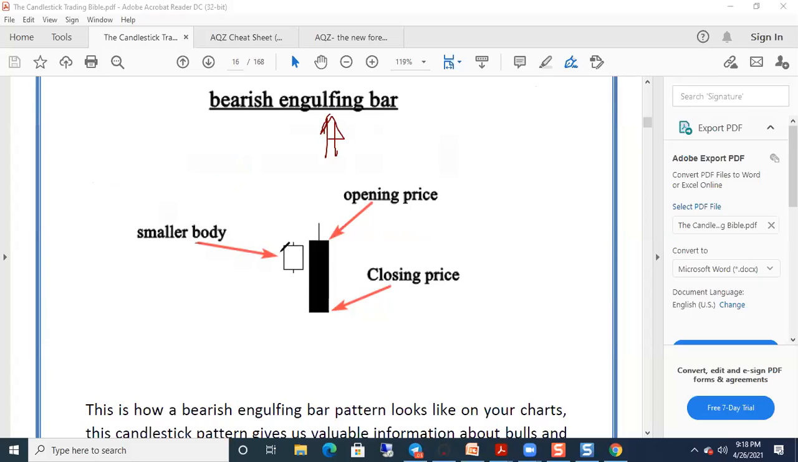The bearish candle engulfed the bullish candle. And when you see bearish engulfers, they are one of the most powerful candlestick patterns. It is a sign that sellers are in control, right?